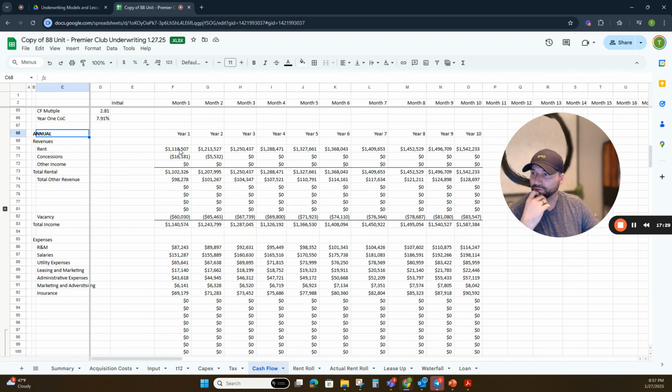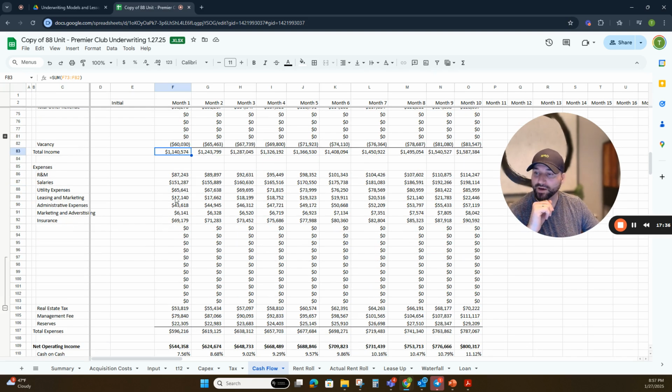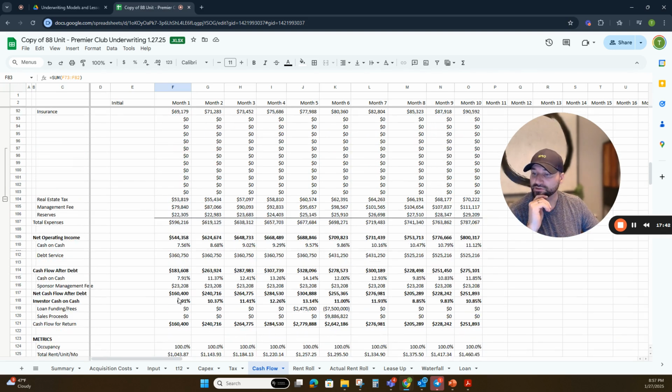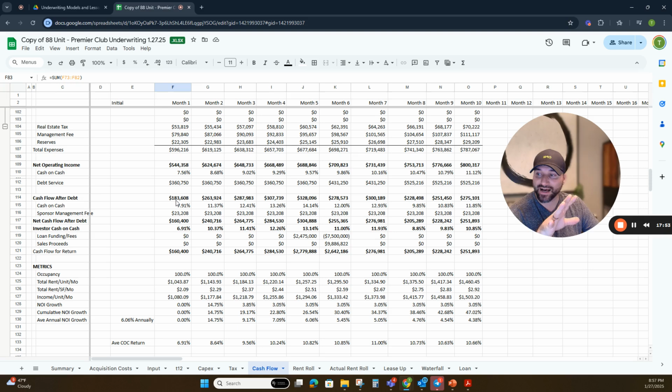Look at year one. We've got rent, 1.1 million of the revenue, vacancy, total income. We've got all of our expenses right here, taxes, management fee, your reserves. So we've got NOI of 544,000. That's the cash on cash return there of 7.56%. Your debt service for your first year is 360,000. So your cash flow after debt is $183,000.